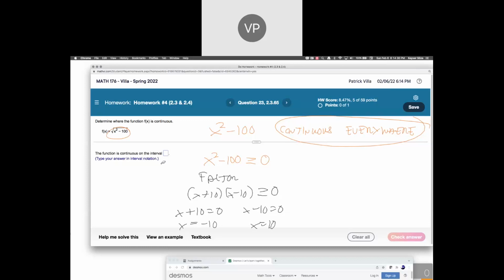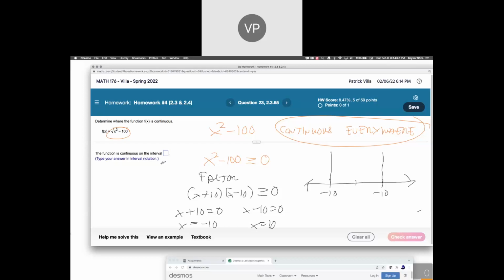Okay, we are allowed to equal it, but what we have to do is make that partition again. We need to figure out what happens to the left and what happens to the right and what happens in the middle of our critical numbers. These are the actual zeros that we have. Okay, so now we test each region.